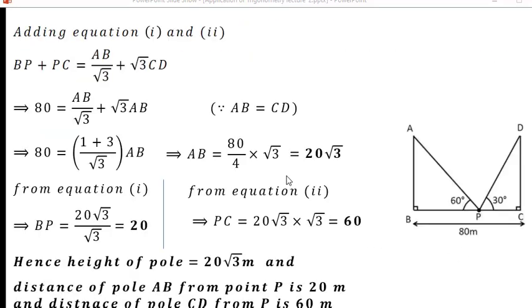I hope the problems are easy. Okay, the calculation is not difficult; only to understand the problem, to understand the diagram, to understand what is given and what to find is a little bit difficult. Yes, okay, fine. Let us move to the next question.